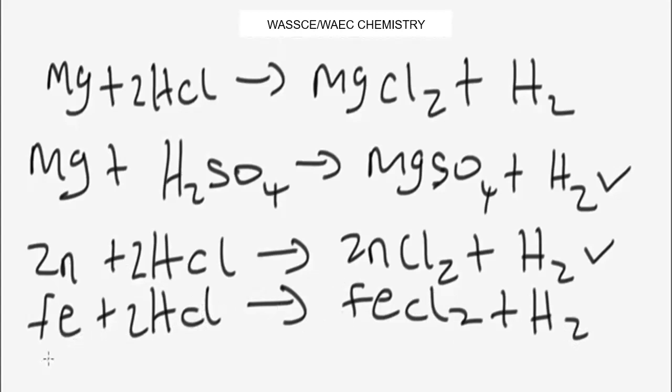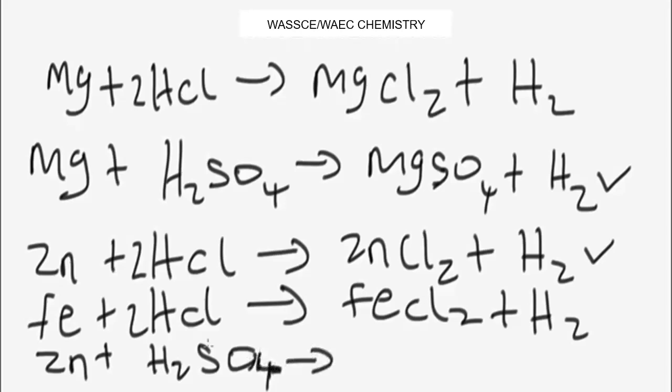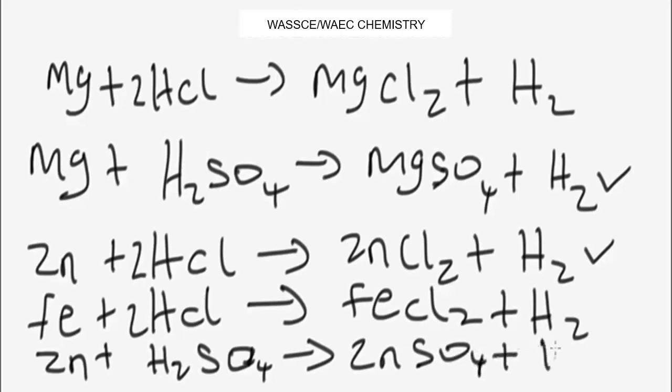Now, what happens when zinc reacts with sulfuric acid? We have zinc plus tetraoxosulfate(VI) acid, H2SO4. This reaction will give us zinc sulfate plus hydrogen gas. So the chemical equation, let's check if it is balanced. Zinc is 1, zinc is 1, hydrogen 2, hydrogen 2, sulfur 1, sulfur 1, oxygen 4, oxygen 4.